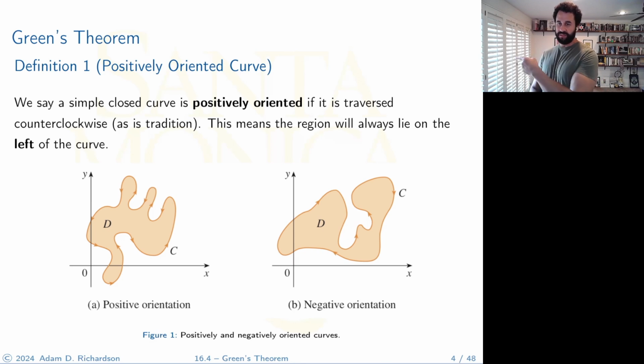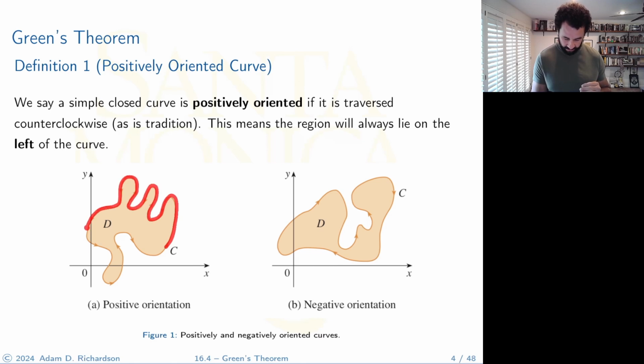Wait, I guess for you guys, this would be the left side. So this is an example of a positively oriented curve. Notice the arrows are pointing this way. So as you walk around the region will always lie on the left side. We'll see this kind of thing again in a later section when we talk about orientable surfaces and non-orientable surfaces. But when you have this positive orientation, the region is always on the left side. If you were to imagine yourself walking along this curve, the region would be on your left-hand side.